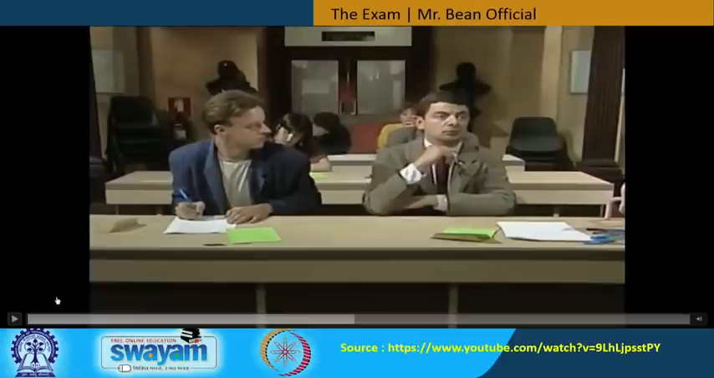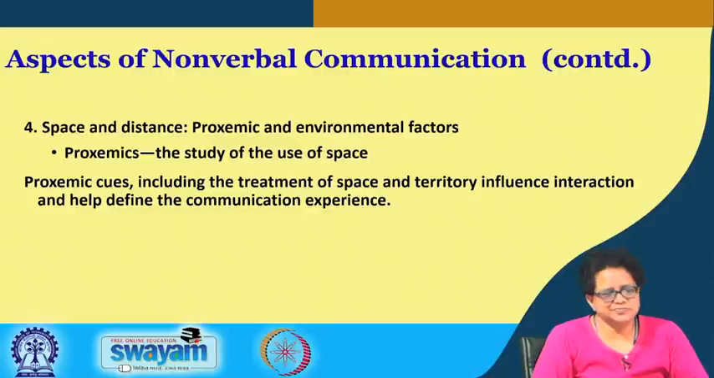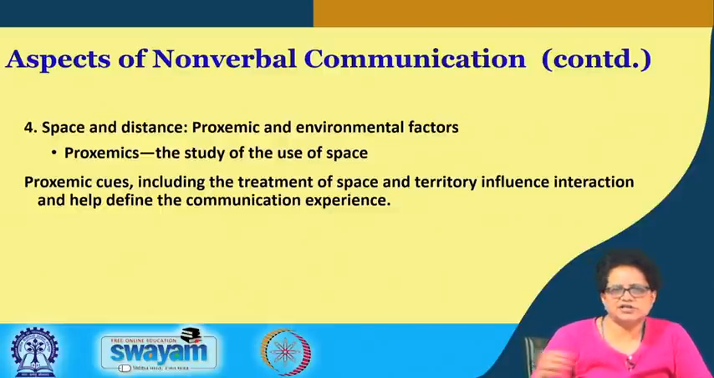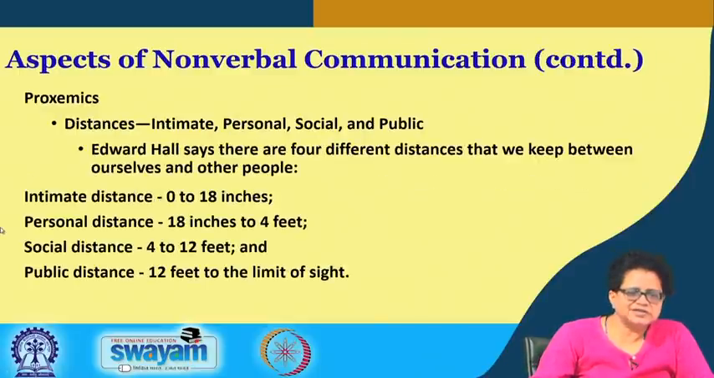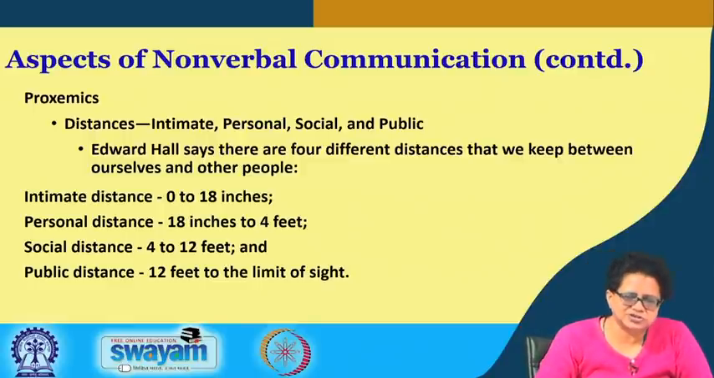So, we will stop there and move further to space and distance or proxemics and environmental factors. Proxemics has been defined as the study of the use of space, and it includes the treatment of space and territory, so that one is able to influence interaction and help define the communication experience. We will make this clear by a reference to the 4 types of distances which exist between communicator and communicatee, or between the 2 parties of the communication process.